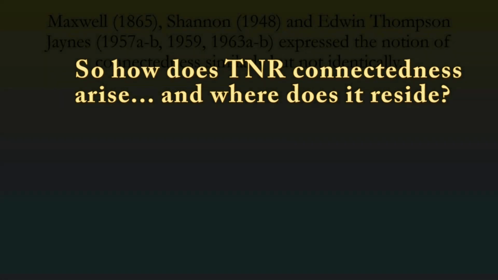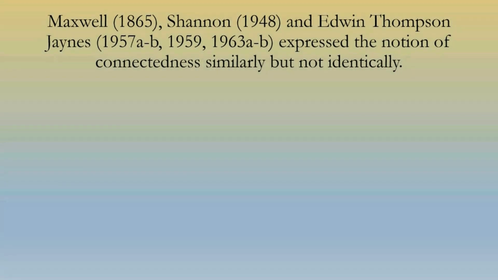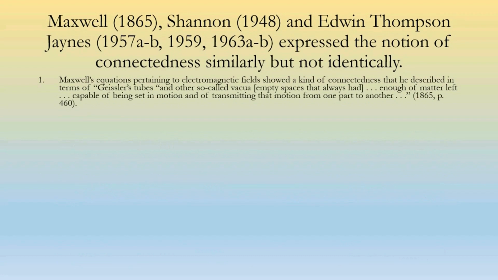Maxwell and Shannon and Edwin Thompson Jaynes, 1865, 1948, then 1957, '59, and '63, expressed the notion of connectedness similarly, but not identically. Maxwell saw a kind of connectedness of electromagnetic kind that involved transfer of information at the speed of light. Shannon was dealing with a very abstract notion of information, which Edwin Thompson Jaynes reconnected with the material world. These two guys had slightly different views. Maxwell's equations showed a kind of connectedness that he described in terms of what he called Geissler's tubes.